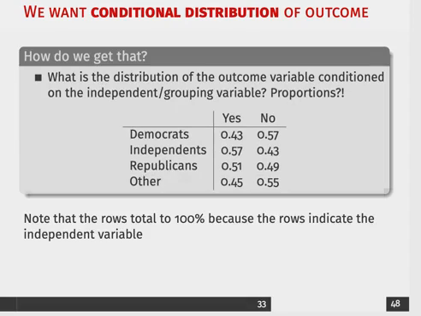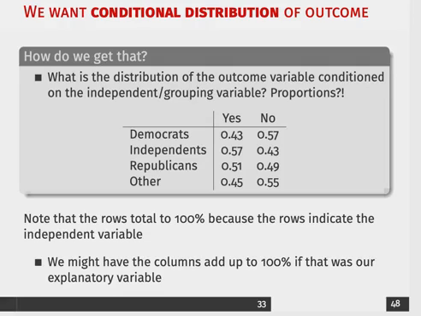So in this table, we have the proportions based on the rows, right? Based on within the grouping, how many Democrats said yes and how many said no. So this is important because the rows are going to be our independent variables. Now, if we wanted to have our columns add up to 100, then it would have to be the case that that's going to be our explanatory variable. And that's just mechanical, which we'll talk about in a couple of slides.